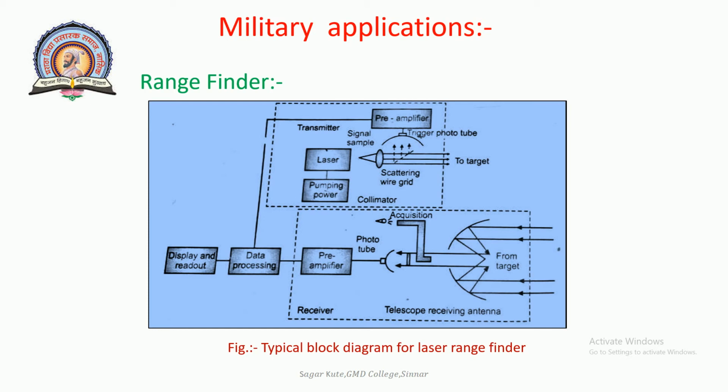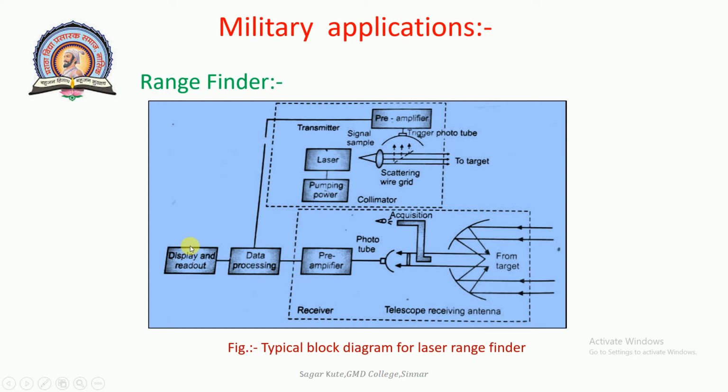Second is the receiver. The reflected pulse received by the telescope is passed through an interference filter to eliminate any stray radiation. It is then focused on another photodetector. The resulting signal is then fed to the counter. A digital system converts the time interval into the distance.